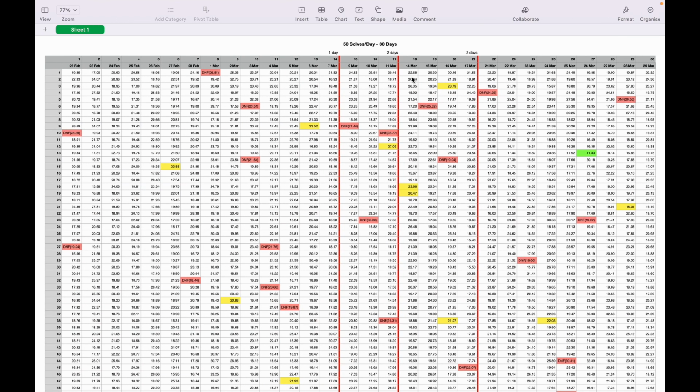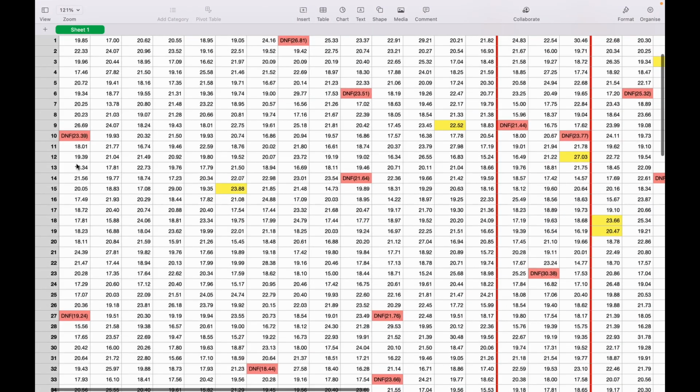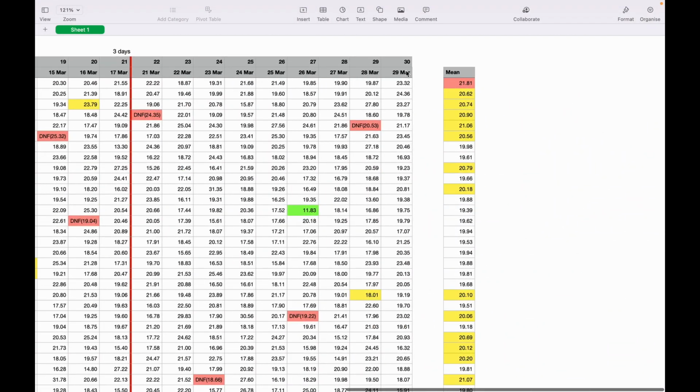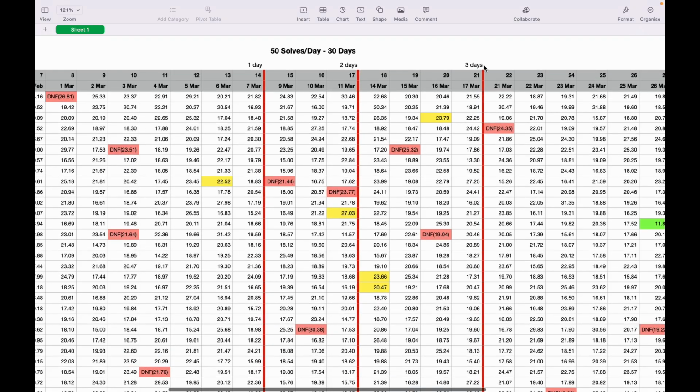So let's go back to the spreadsheet. Here you can see the 30 days in the columns and the 50 solves in the rows. If I zoom in a little bit, you can see that it was from the 22nd of February until the 29th of March. Here I couldn't do it all in a sequence. I had to interrupt here for 1 day, here for 2 days, and here for 3 days.